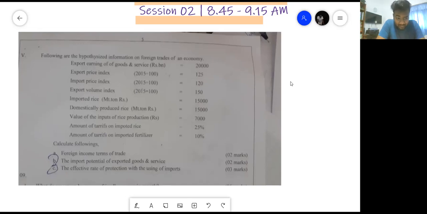Foreign income terms of trade. Import potential of exports, goods and services. Then you can get the effective rate of protection with use of imports. First of all, I'll copy and paste the equation rather than typing. I don't think a question of this nature would show up, but since I have it out, I will explain. So far they have not tested this, and if they do, it will be a basic one. I don't think they'll go to this extent.